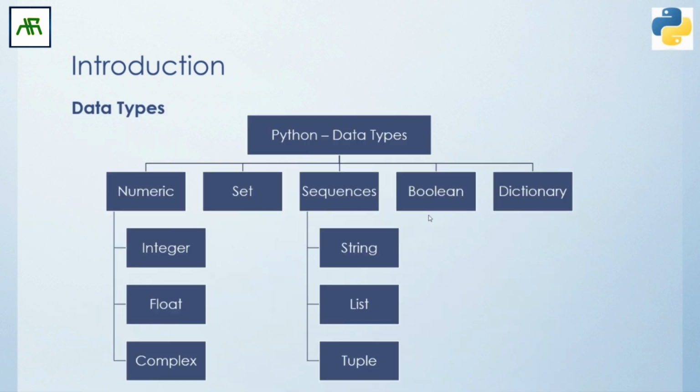Let's talk about data types. These are all the data types that are available in Python. First one is the numeric. Numeric has three different subsets: integer, float, and complex. Then sequences. Sequences are of types string, list, and tuple. Then Boolean, set, and dictionary. Boolean can also be considered a subset of the numeric data type. We will look at it at a later point.